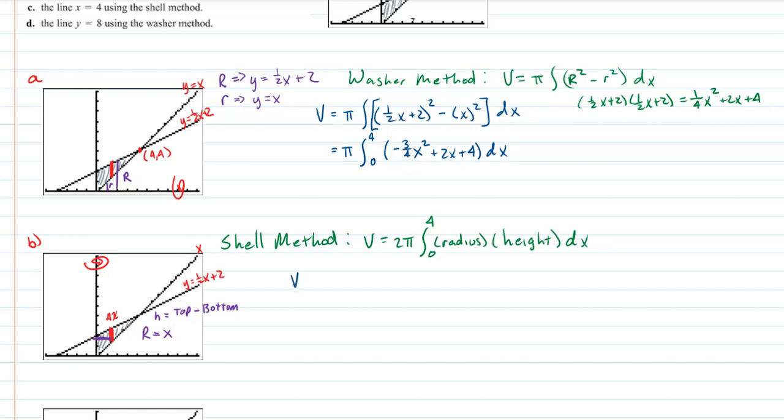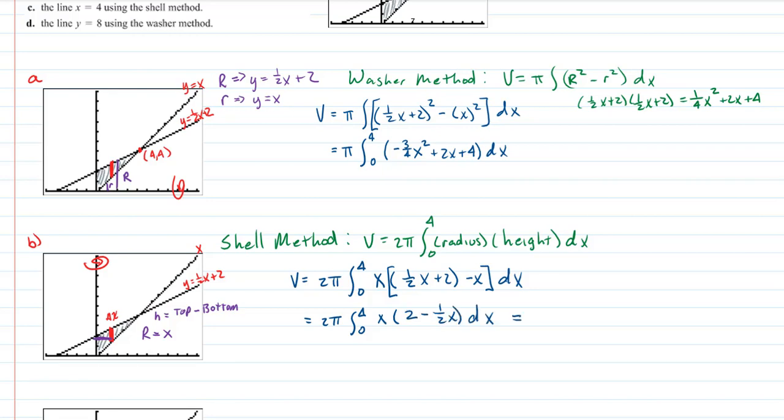So to set up my integral for the volume, I get 2 pi times the integral from 0 to 4 of the radius, which is just x, times the height, which is going to be the top function, 1/2 x plus 2, minus x, the bottom function. And when I clean that up, that's going to give me 2 pi times the integral from 0 to 4 of x times 2 minus 1/2 x, since 1/2 x minus x gives me minus 1/2 x. And then I would distribute this x across here, and that means to find the volume, I would want to find 2 pi times the integral from 0 to 4 of 2x minus 1/2 x squared dx.